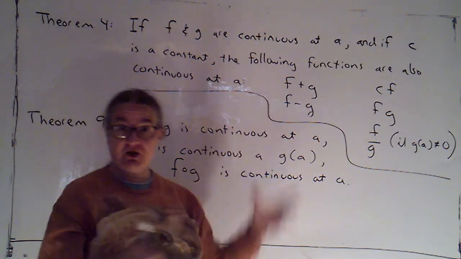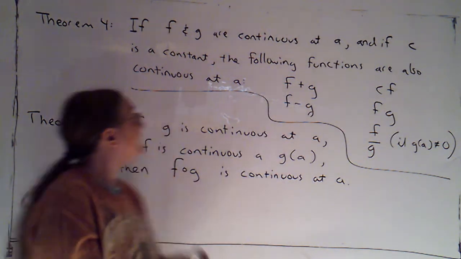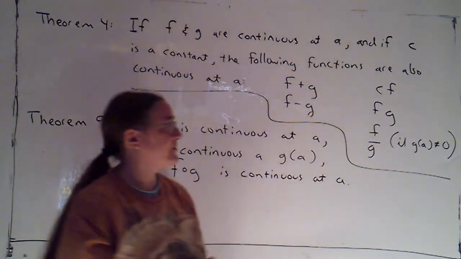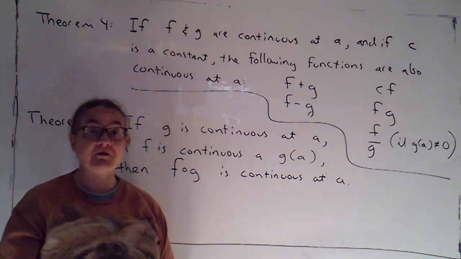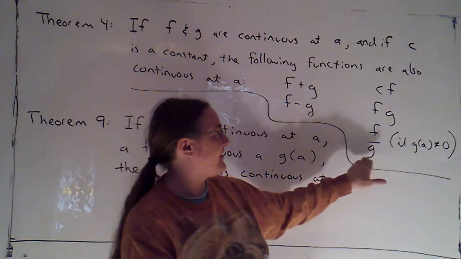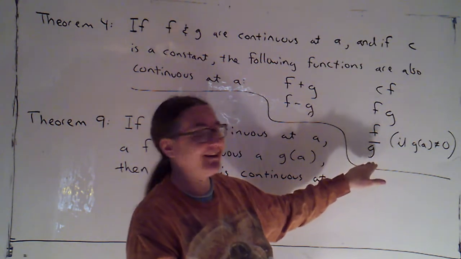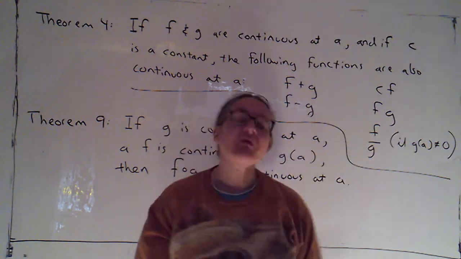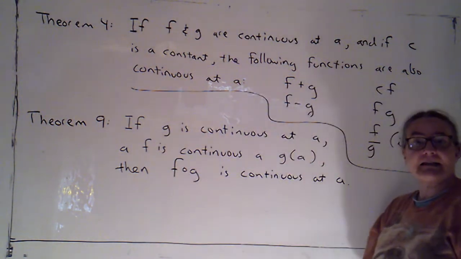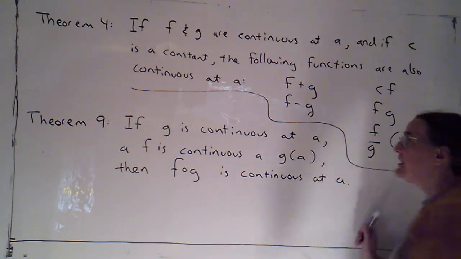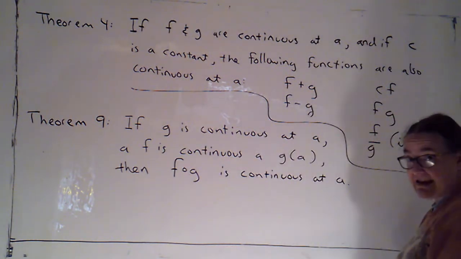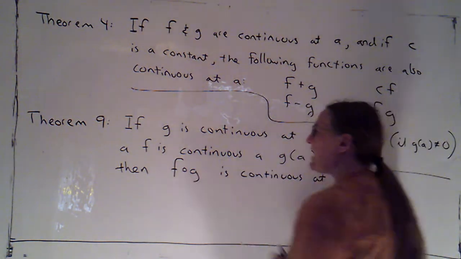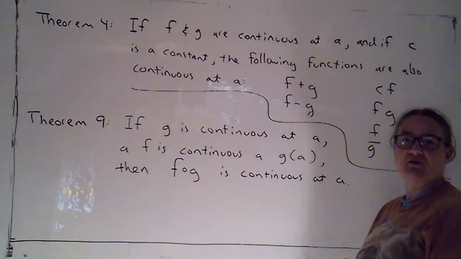Sometimes when I combine functions, that affects the domain, but if f and g were continuous everywhere they were defined, then these resulting functions will be continuous everywhere they're defined, with the definite exception of places that would make the denominator of this fraction 0. All right. Theorem 9 basically says the same thing for function composition. So if g is continuous at a and f is continuous at g of a, then the composition f of g is continuous at a.